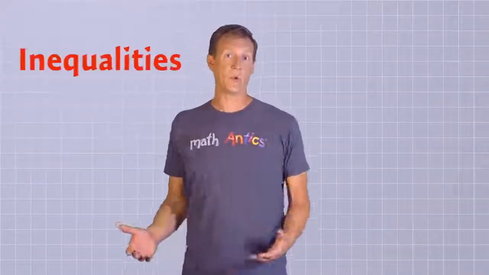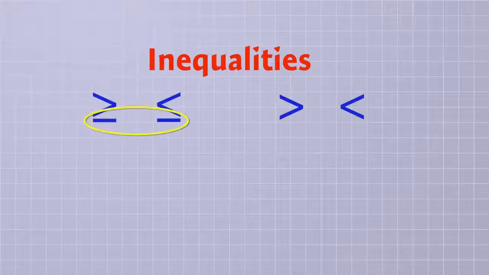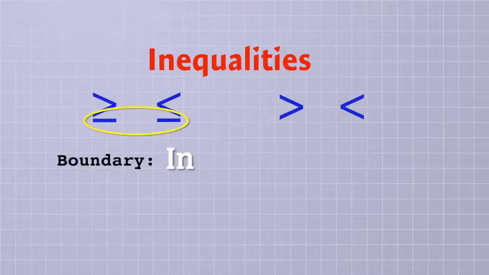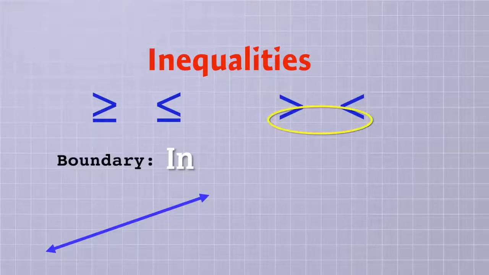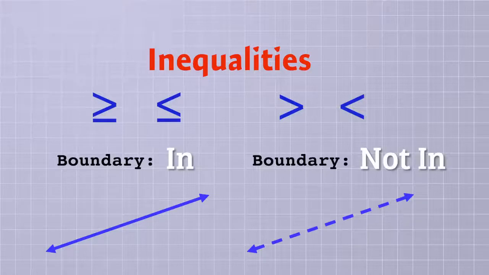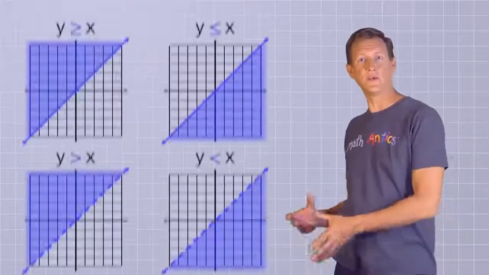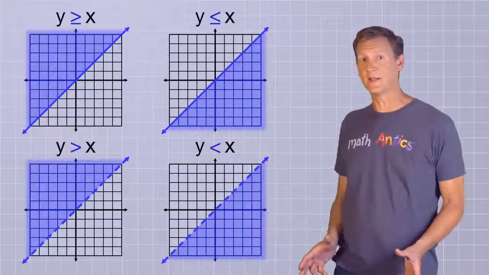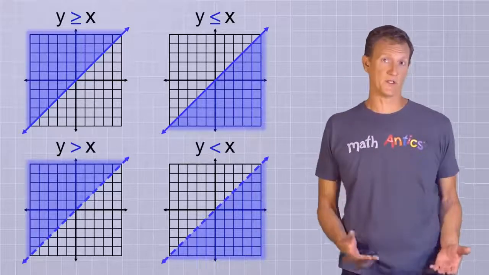Fortunately, the rules for inequalities are easy to remember. If the inequality includes the equal sign, then the boundary line is in the solution set, and you graph it with a solid line. But if it does not include the equal sign, then you draw a dashed line to show that the boundary line is not in the solution set. Okay, so these 4 graphs should give you a pretty good idea how graphing inequalities works in general.